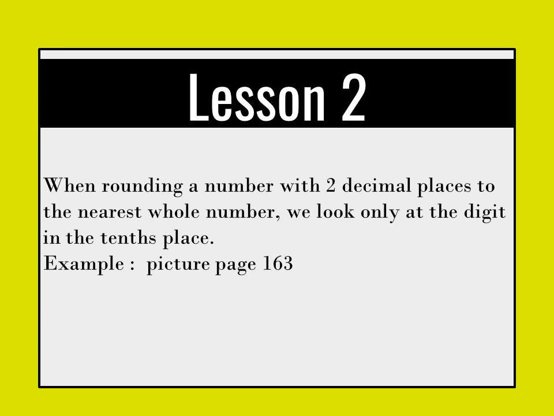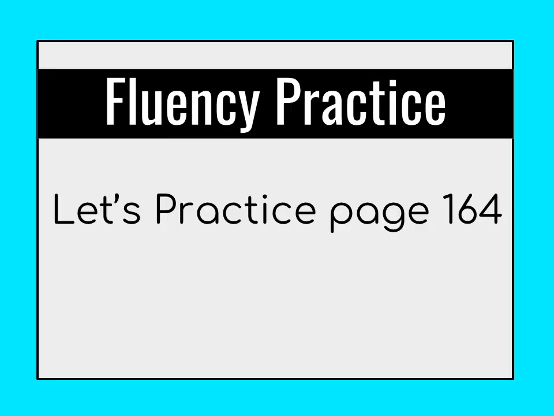When rounding a number with 2 decimal places to the nearest whole number, we look only at the digit in the tenths place. Example, picture page 163, part D. Now, let's practice on page 164.